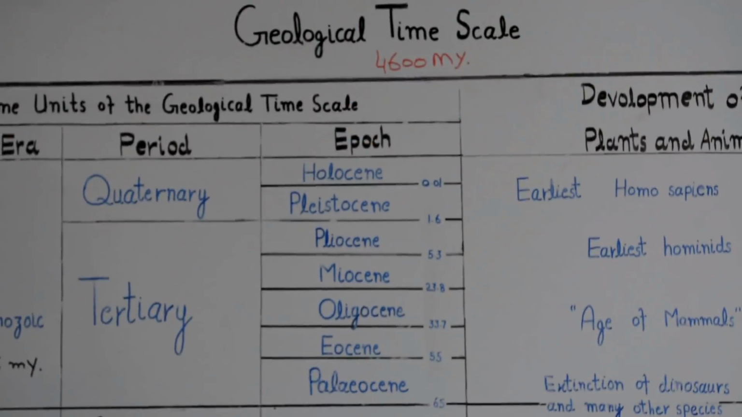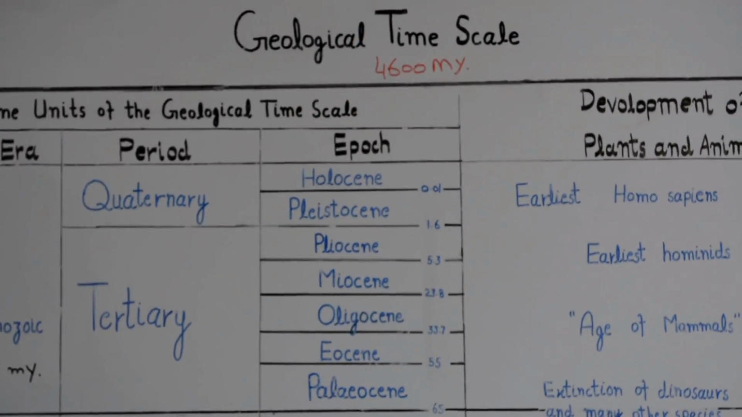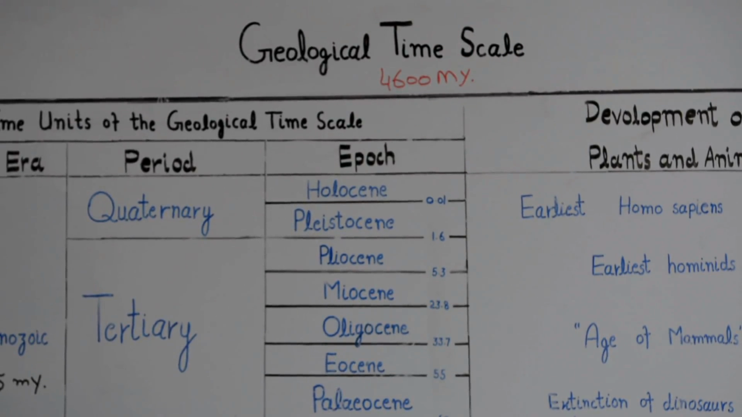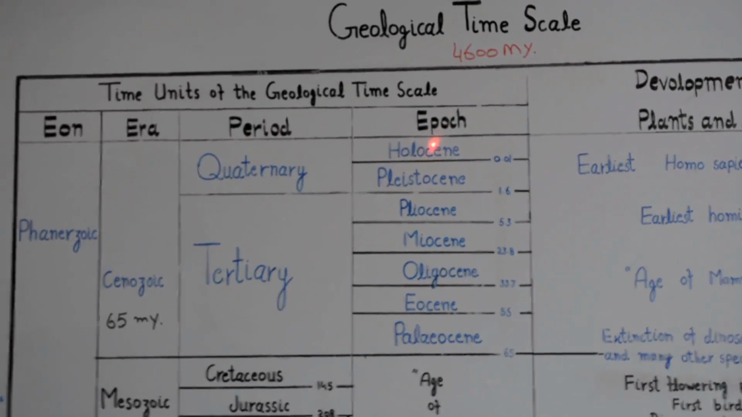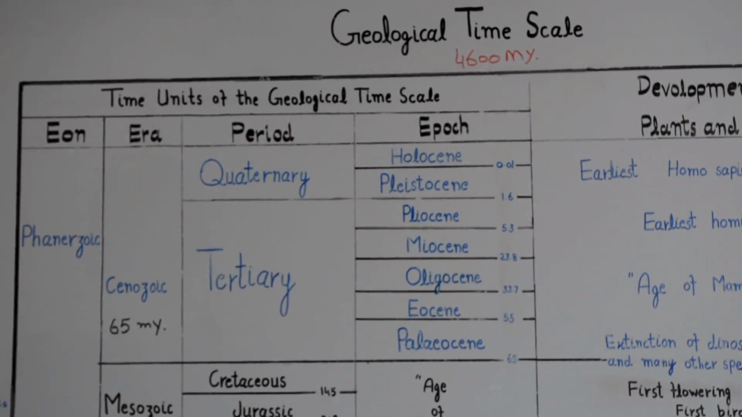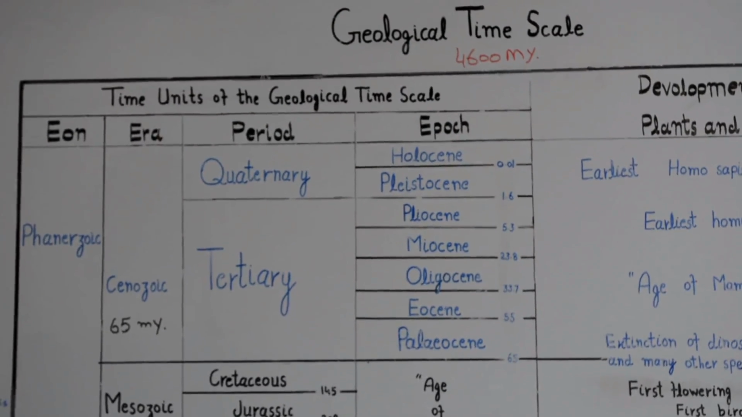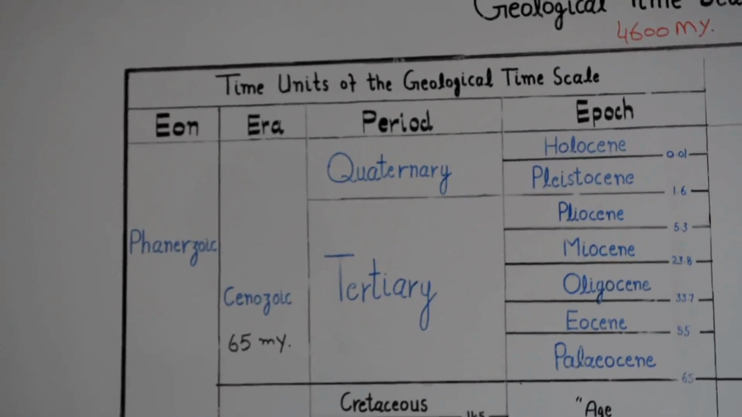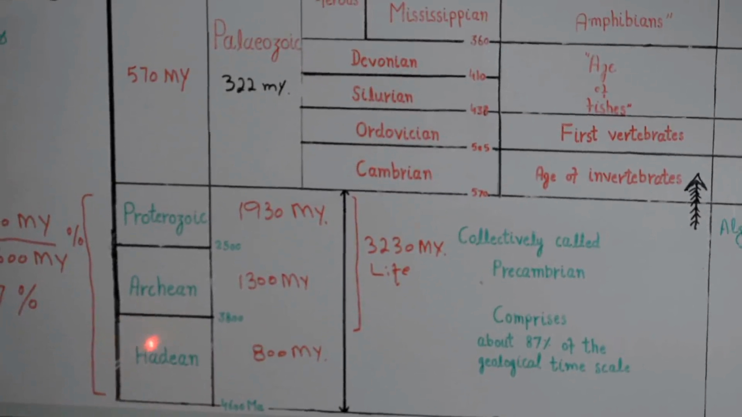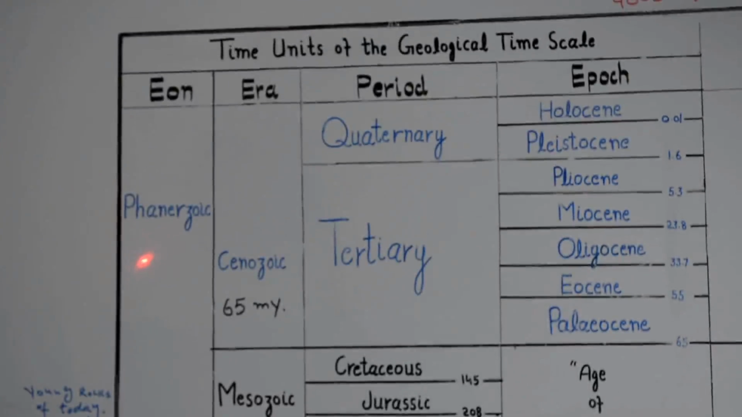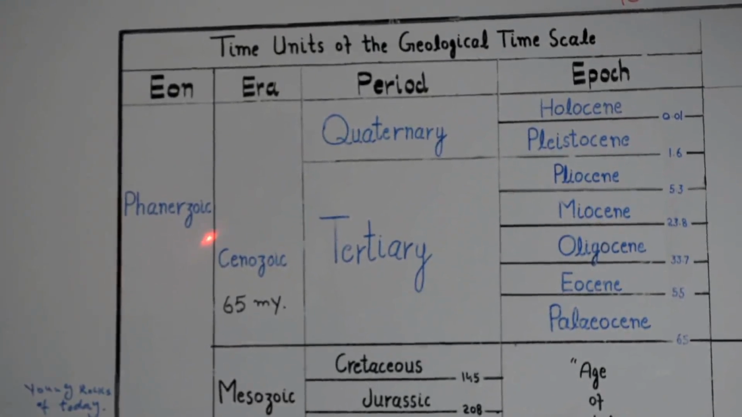4,600 million years. This is the time from the origin of the earth up to the date I am talking to you. Now the geologists and the paleontologists have divided these 4,600 million years into four main divisions: eon, era, period, and epoch. Coming to the first division, what we call the eon. Eon is further divided into four divisions from the bottom towards the top. First is Hadean, second is Archean, third is Proterozoic, and the last one, the current one, is Phanerozoic.